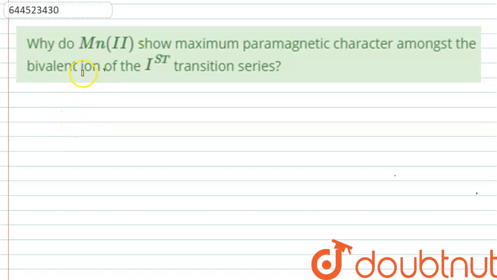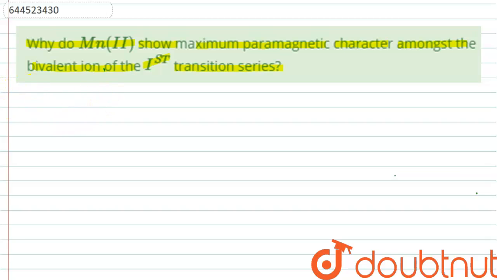Hello students, let us have a look at the question. The question says: why does Mn2+ show maximum paramagnetic character amongst the bivalent ions of the first transition series? So in this question we need to explain why manganese plus 2 shows maximum paramagnetic character among all the other bivalent ions of the first 3d transition series, right?